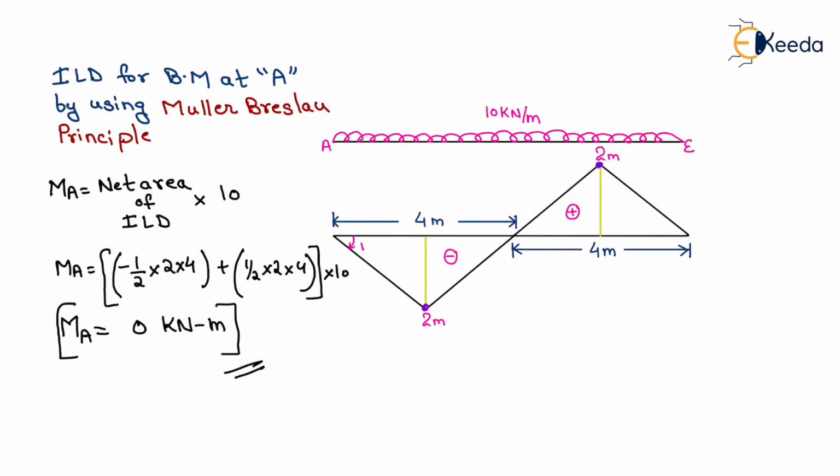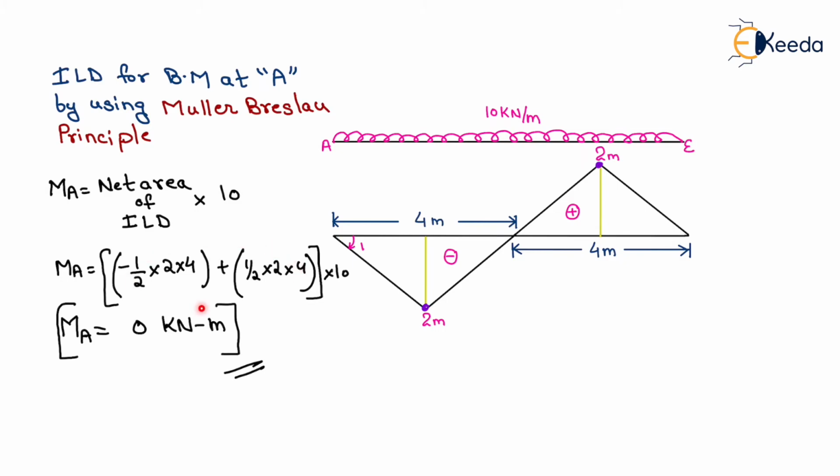Now for the calculation of moment at A, we need to multiply this UDL intensity with the total area, that is this area and this area. So the total value will be equals to minus 1 by 2, that is half, into base into height. Base is 4 meter and height is 2 meter, plus this area, half, base is 4 meter and height is 2 meter, into total UDL intensity, that is 10 kilonewton per meter.